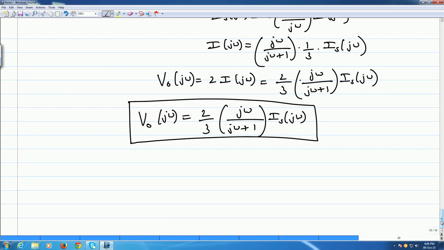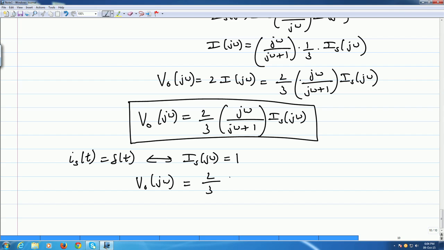Okay, so this is the crucial relationship. Once you have this relationship, each of the other problems is easy. The first problem itself asks you to find the output when is of t is delta of t. Is of t equal to delta of t transforms to Is of j omega, which is simply equal to 1, right. So, this is just 1. So, if you put Is of j omega equal to 1, V naught of j omega is simply 2 by 3 times j omega by j omega plus 1, and that can be written as 2 by 3 times 1 minus 1 by j omega plus 1.